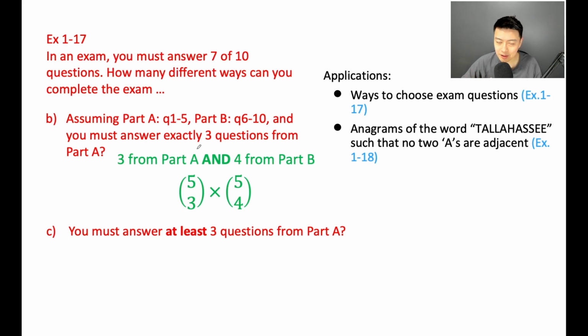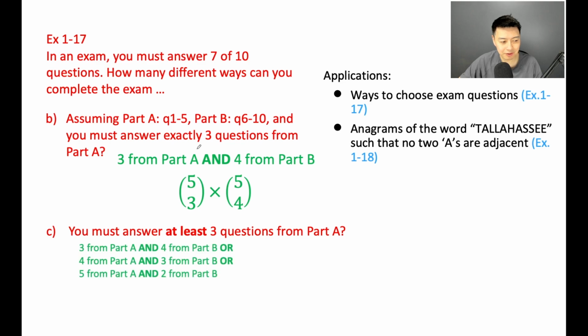A lot of times when you answer a counting question, we can list out all of the different cases that apply. So in this case, we must answer at least 3 questions from part A. We can answer 3, we can answer 4, or we can answer 5. The "or" indicates that we have to add everything together. So do 3 from part A, do 4 from part A, or do 5 from part A.